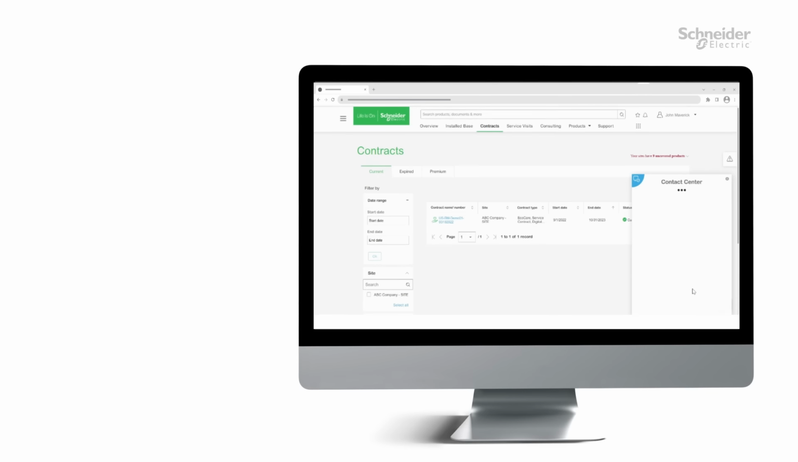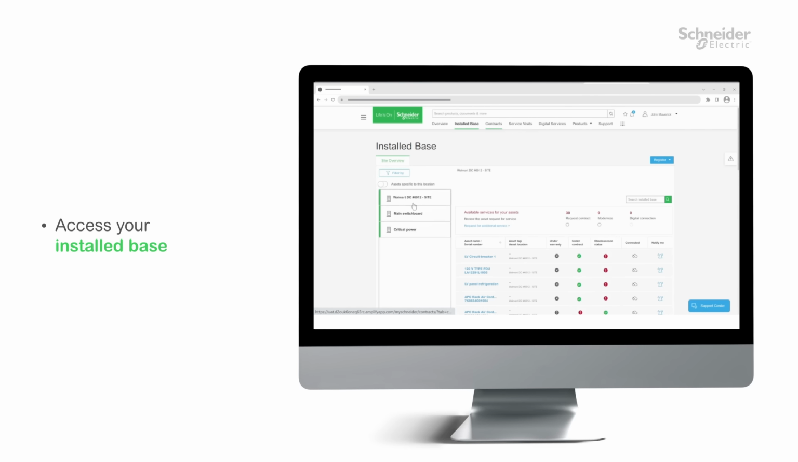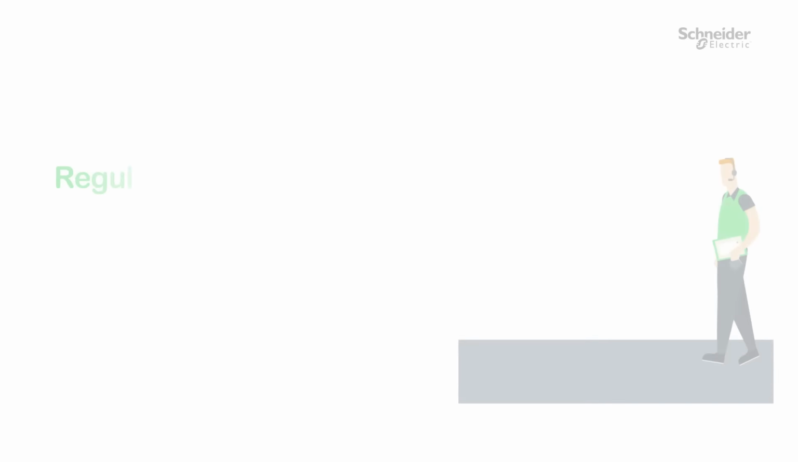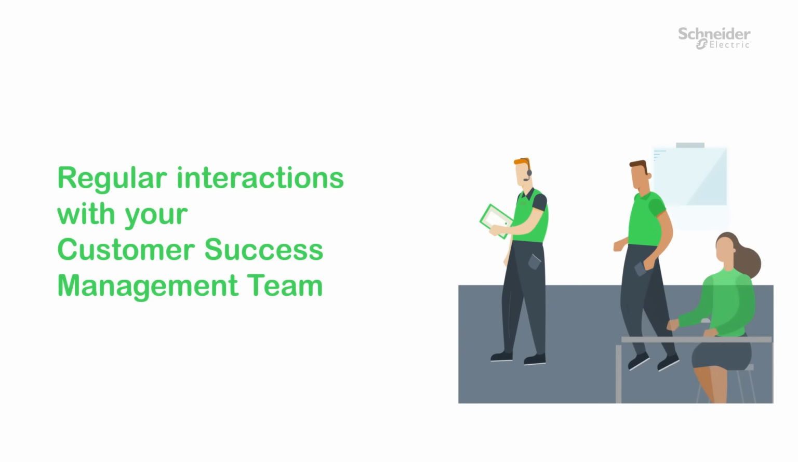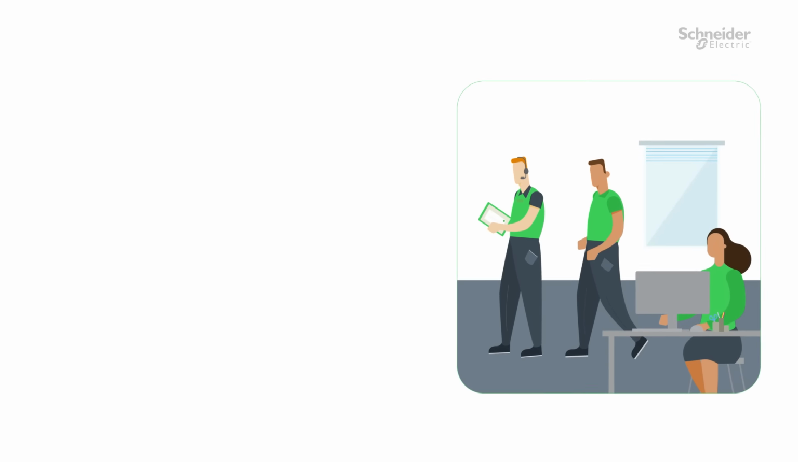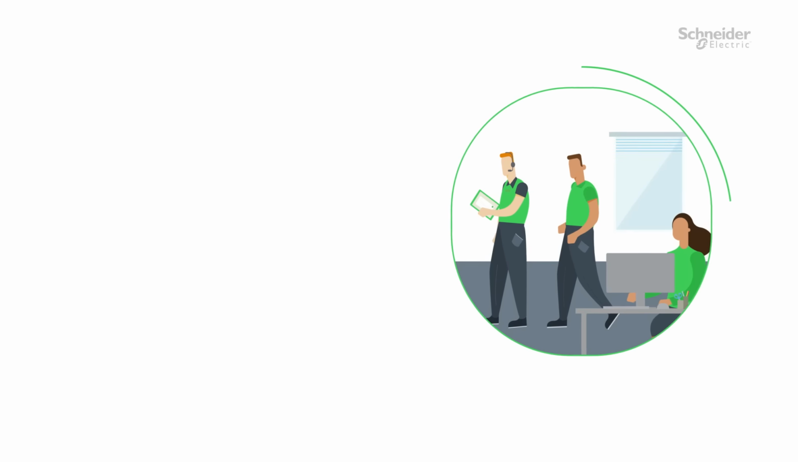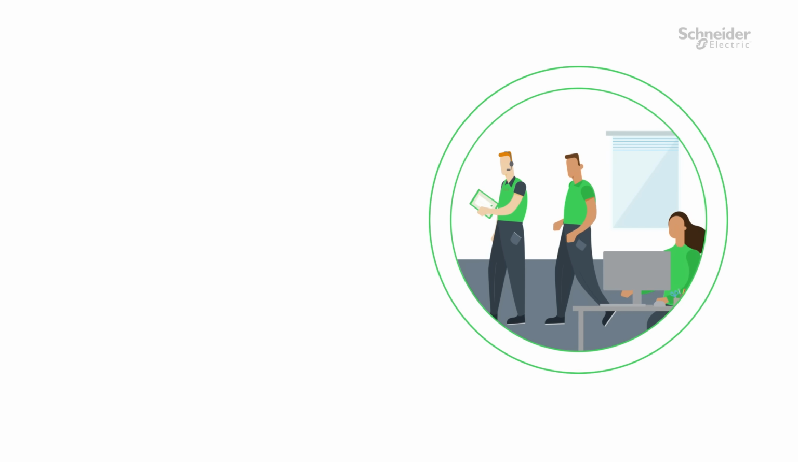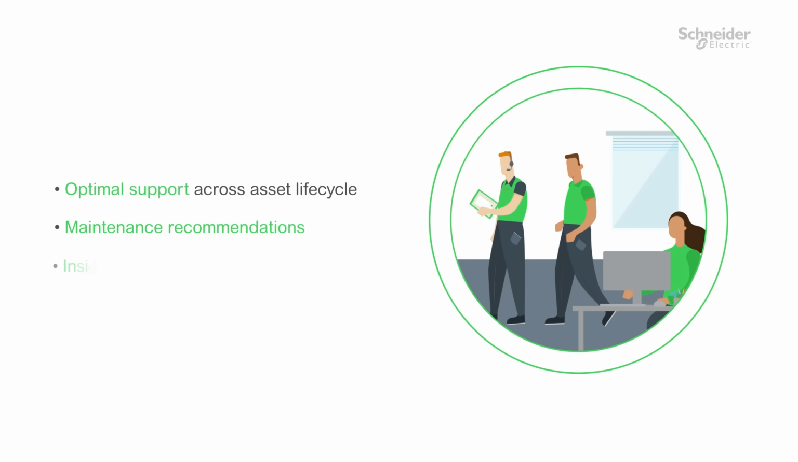Furthermore, you can click and access your installed base, which gives you a view of your site or multiple sites and assets registered in each. As an EcoCare member, you also benefit from regular interactions with your customer success management team. They're your go-to coach, orchestrating experts both on-site and remotely to make sure you get optimal support across your asset lifecycle and providing maintenance recommendations and insights into your operations.